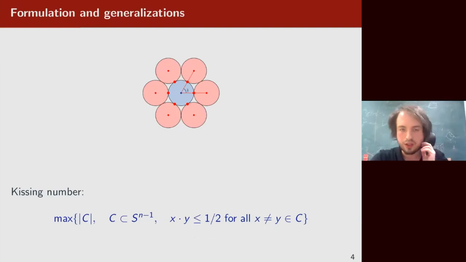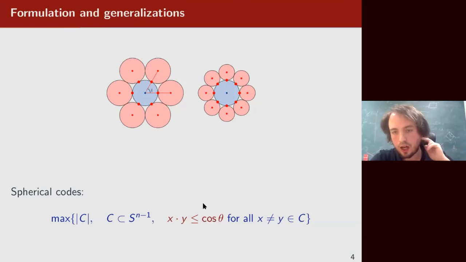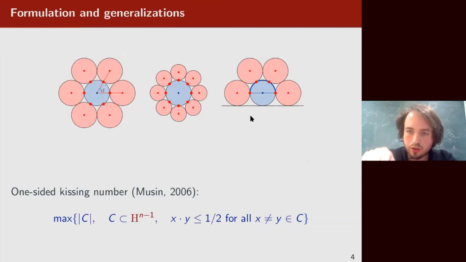Okay, and now you can play a bit with the parameters and change the rules. So this is for the kissing number, but more generally, if you want to change the parameter for the angles, and instead of taking pi over 3, you take some angle theta, then you get the problem of finding the best spherical code. Okay, and you want the largest configurations. So you then get theta spherical codes, and something else you can play with is the starting set, the contact points. So instead of allowing contact points in all the sphere, you can, for instance, just restrict your attention to the upper hemisphere. And this is what Oleg introduced and called the one-sided kissing number. Okay, so you have all these variants.